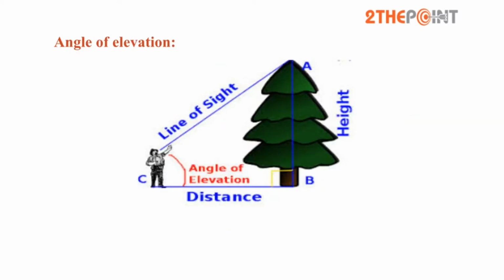The third topic is angle of elevation. What is this angle of elevation? For example, think a person standing is observing the top of a tree. While observing the tree, the angle formed between the line of sight and the horizontal line, that is the ground level, is called angle of elevation, or simply it can be said that angle of elevation is the angle made by the line of sight of a person to the horizontal.